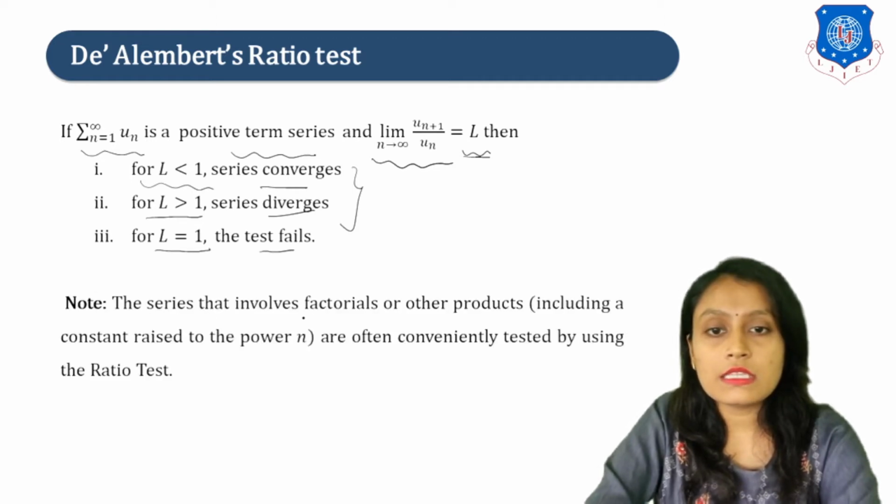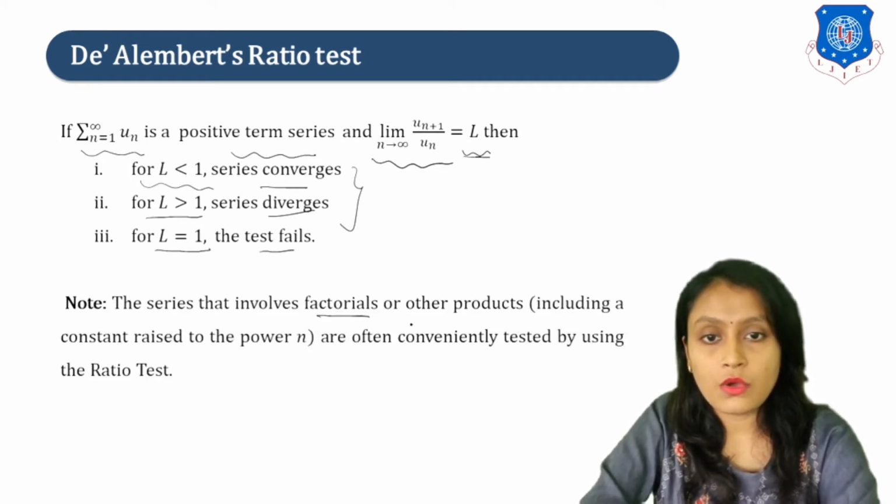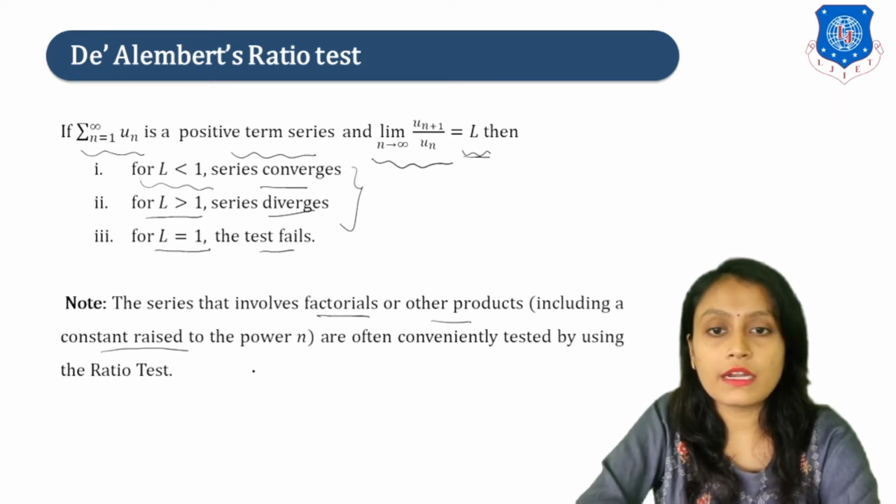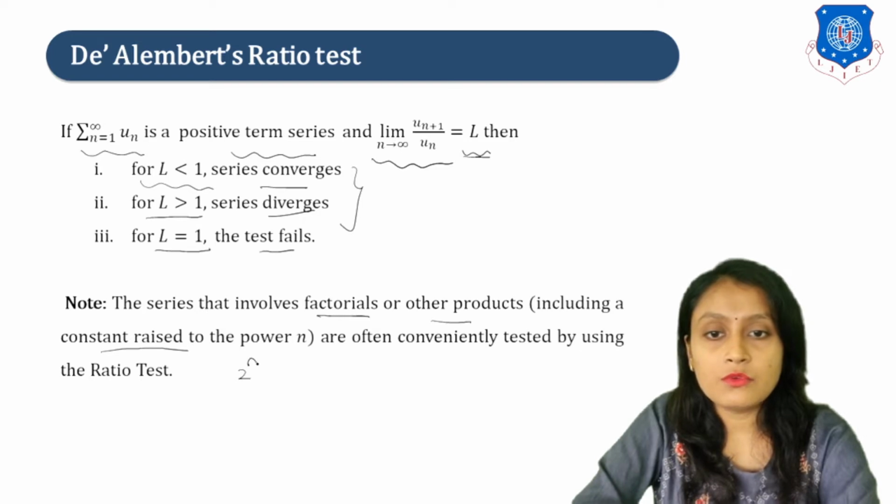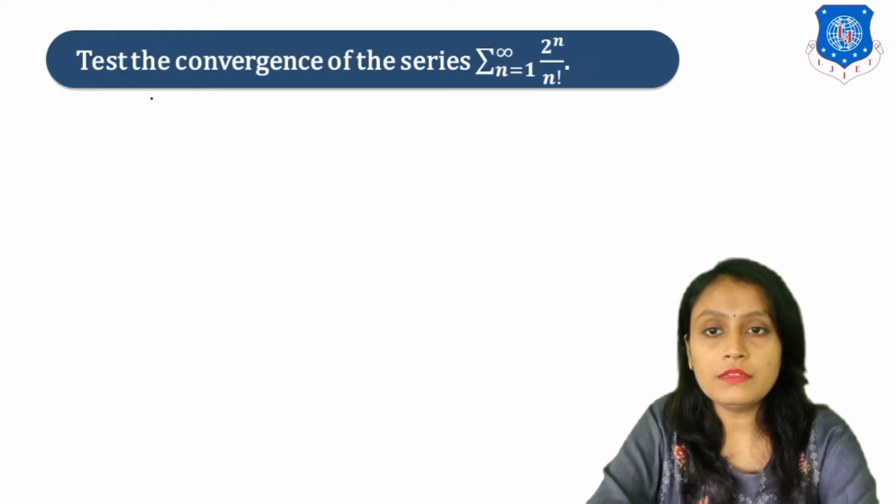So for a series that involves factorials or other products, that is, it includes a constant raised to power n, for example 2 raised to n, or factorial types of terms like this, whenever these types of terms are present in the question, we will apply the ratio test. Okay, so let's begin with the example.